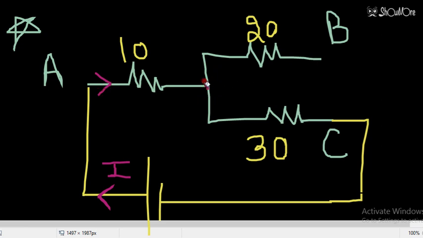Then from this point onwards, no current will flow in the upper portion, because that is open circuit. If some current will flow, then where will it go? It will go and come back through the same path. So you can say net current flowing through this resistance is 0. Students, whenever there is an open circuit, the current flowing through that resistance will be 0. So current I is coming from this portion.